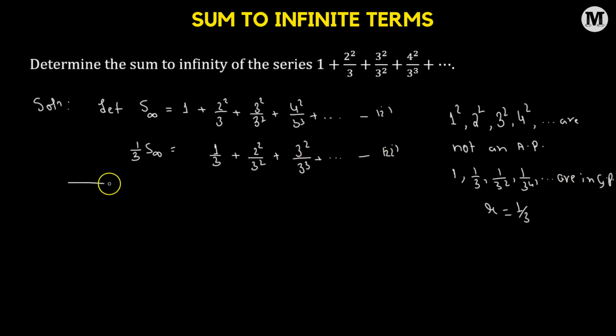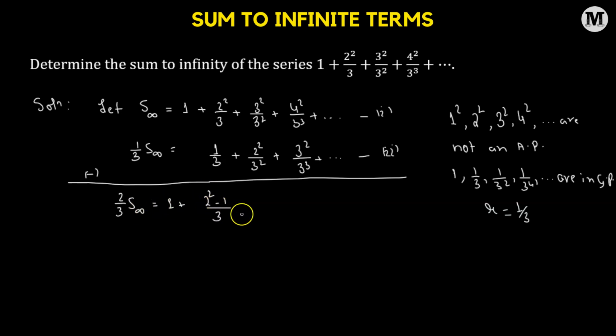Now what we'll do, we will subtract 2 from 1. So when we subtract 2 from 1, we're going to get 2/3 of the sum of the infinite terms. That will be equal to 1 added to 2 squared minus 1 divided by 3, added to 3 squared minus 2 squared divided by 3 squared, added to 4 squared minus 3 squared divided by 3 cubed, and the rest of the terms.